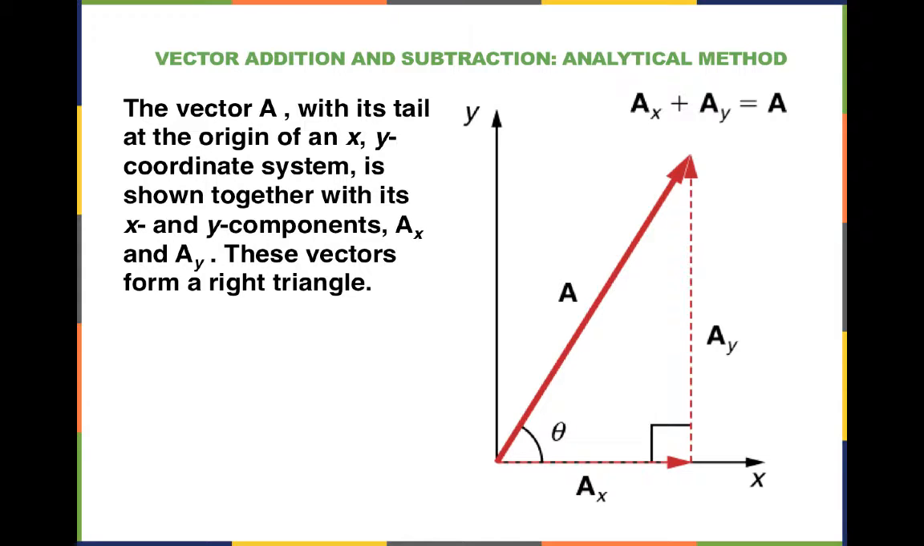First of all, you must understand that every vector, A, can be divided into two subvectors, AX, which is its X component, and AY, which is its Y component. AX and AY combine together by vector addition to form A, and this forms a right triangle with A as the hypotenuse.